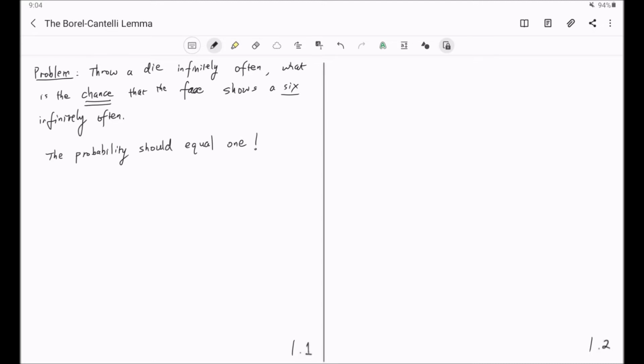You can think about it naively as follows. Suppose the probability is strictly less than 1. What will happen? Naively, this means it is not the case that when you throw a die infinitely often, then you get a 6 infinitely often. And that situation means that you will only get a 6 finitely often.